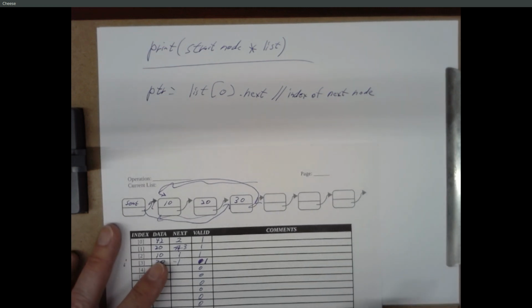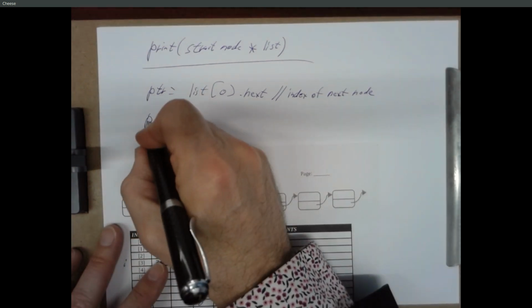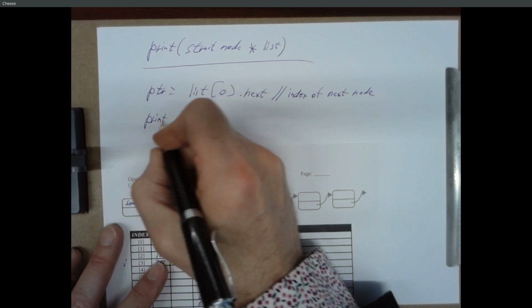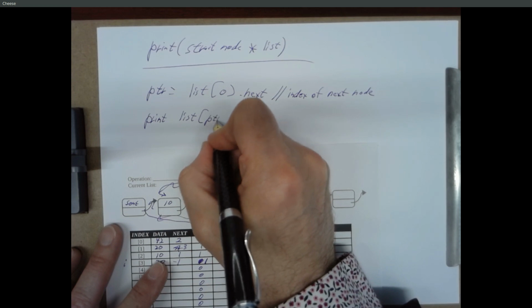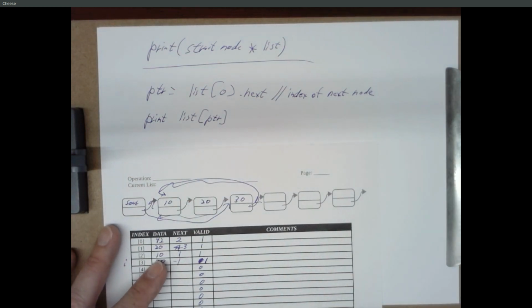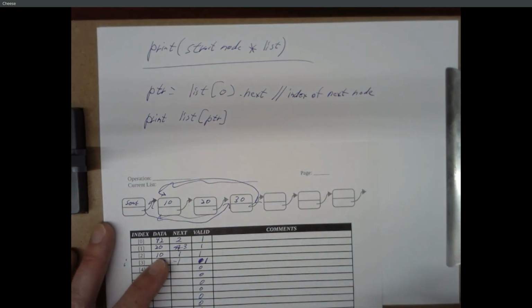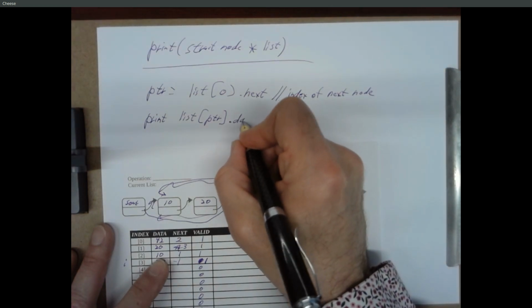I want to print out the data value. So let's just print. And the data value is, well, take the struct node at that location in the array, that's list bracket pointer, and print out its data value.